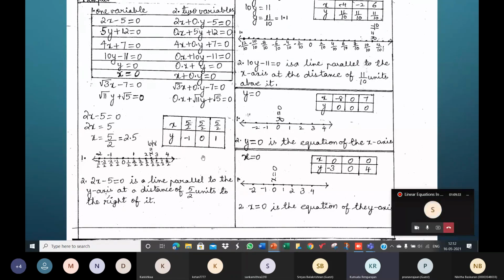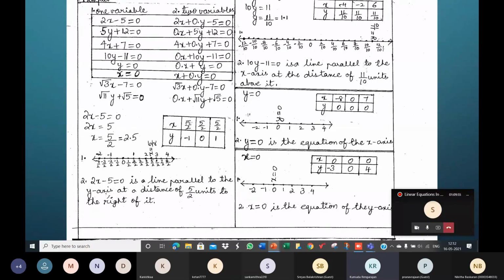The equation is satisfied. Whenever you're treating an equation in one variable as an equation in two variables, it's very easy to make this table. What you have to do is, what is that value you got when you solve? 5 by 2. So x will always be 5 by 2, for any value of y. You don't have to check all these values.